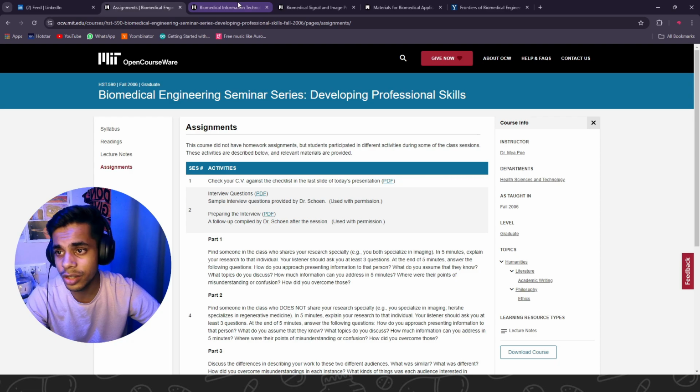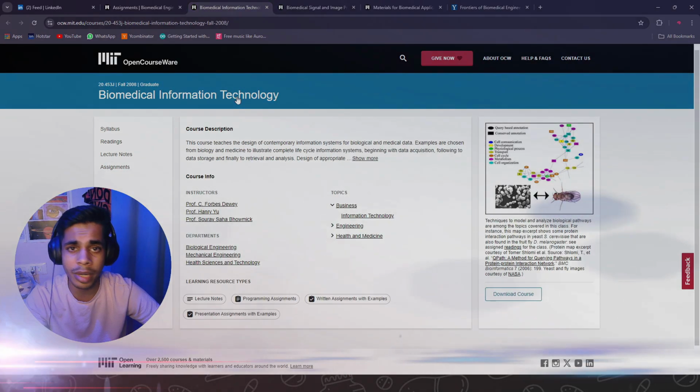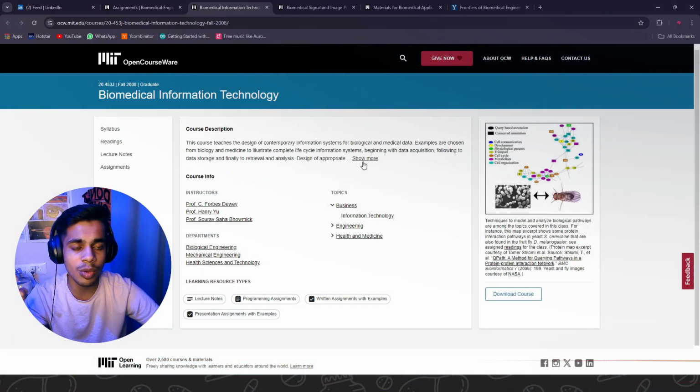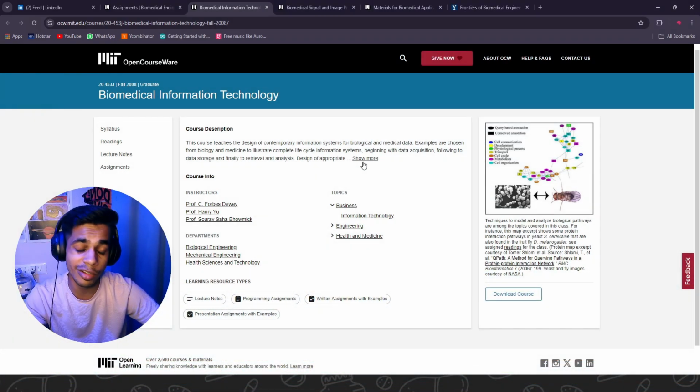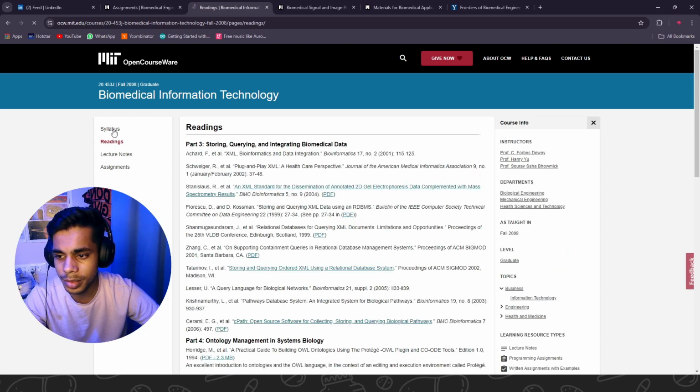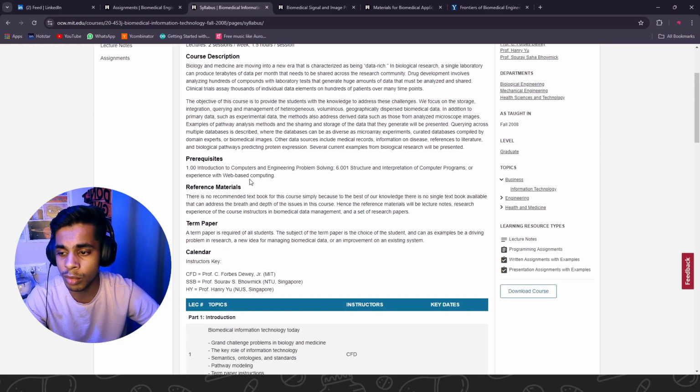Moving on, the second course I have for you guys is Biomedical Information Technology, because it is very important for you to understand what kind of coding knowledge the biomedical industry requires from you. The course is going to be talking about one of the languages, which is C, C++, Java, Perl, Python. You can just select one specific language and start with it. And if I go to the syllabus, you can understand what is the outcome of this course.